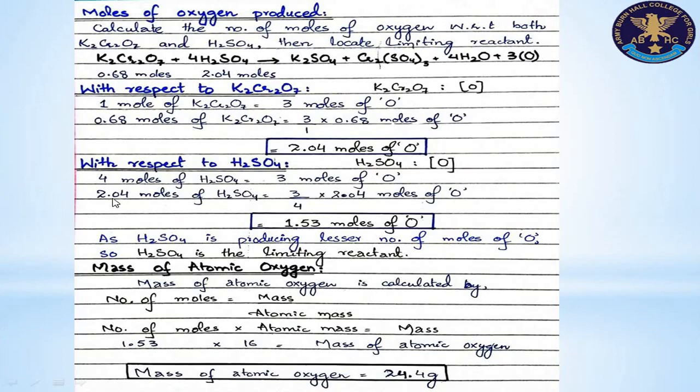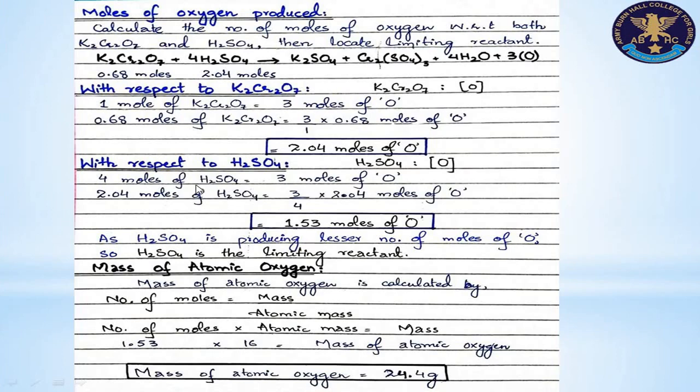So if we have 2.04 moles of sulfuric acid, how many moles of atomic oxygen can we get? This 3 divided by 4 is the conversion factor, multiplied by 2.04, which is the given quantity. After solving this, we get the moles of atomic oxygen produced, equal to 1.53 moles of atomic oxygen from 2.04 moles of sulfuric acid.